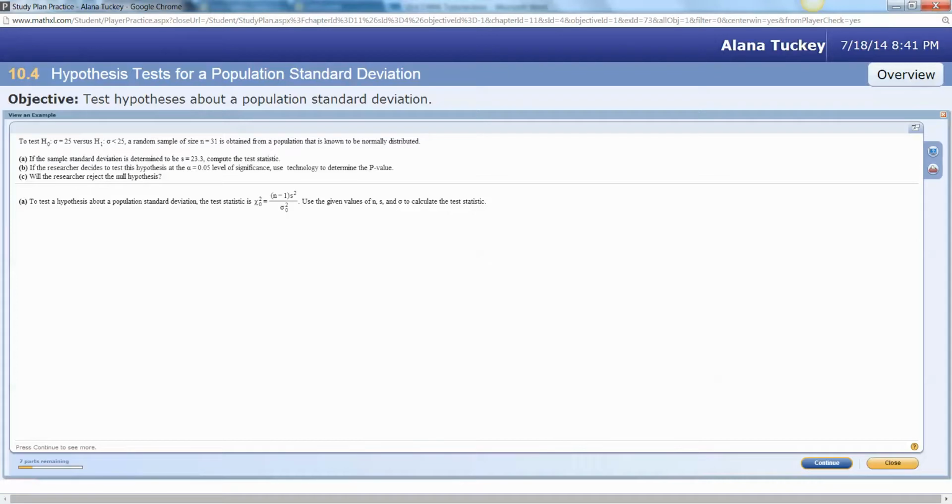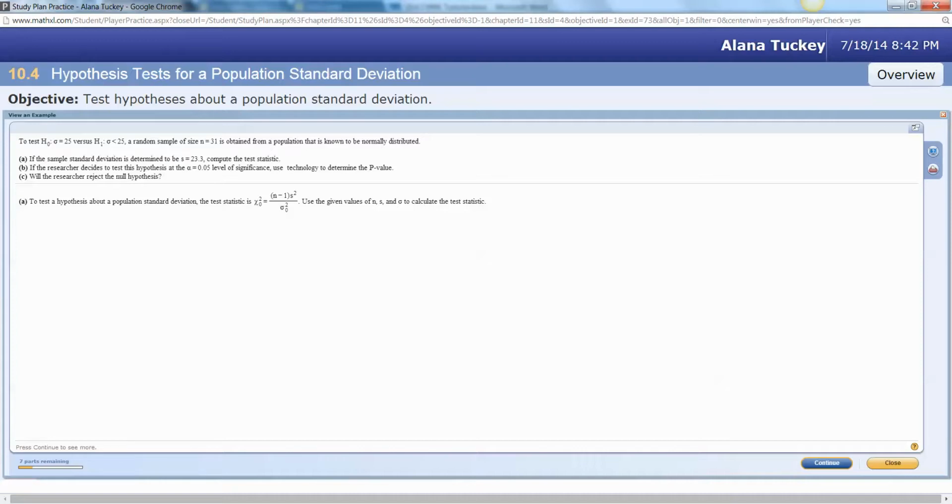It says to test H0 that sigma is equal to 25 versus H1, the alternative hypothesis, that sigma is less than 25. A random sample of n equals 31 is obtained from a population that is known to be normally distributed. Okay, so if the sample standard deviation is determined to be S equals 23.3, compute the test statistic, find the p-value for part B, and will we reject the null hypothesis?